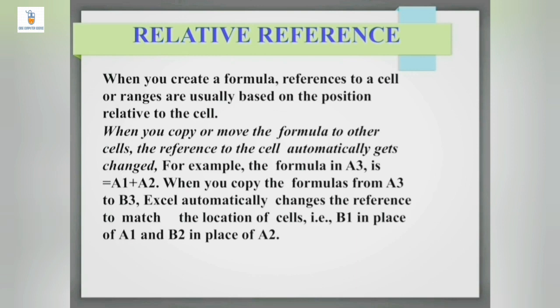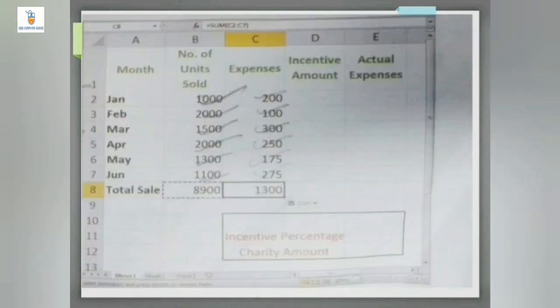Now let's discuss relative referencing with the help of an example. Here you can see in this table we have used a formula in the cell B8 for the sum of the above values. And when we copy this formula to cell C8, then automatically the reference will get changed from B2 to B7 to C2 to C7. So this is how we use relative referencing in Excel.